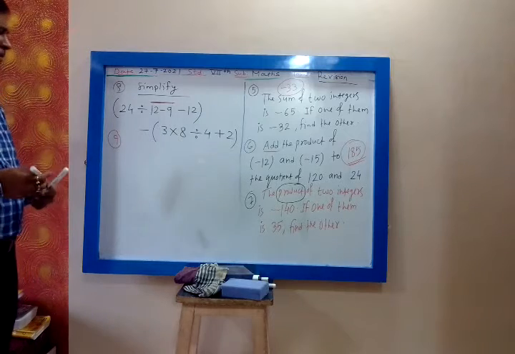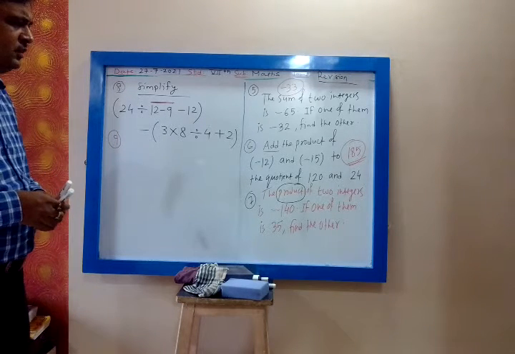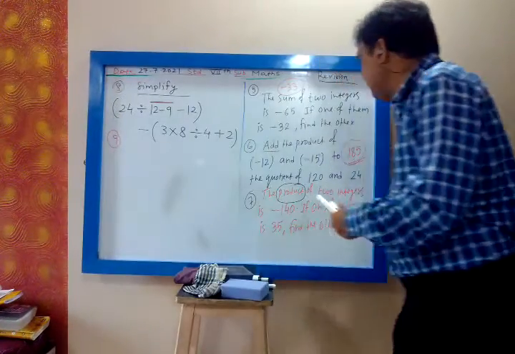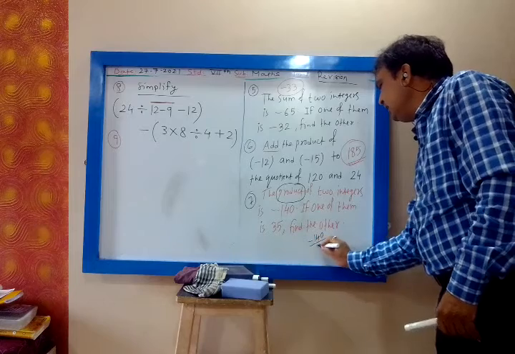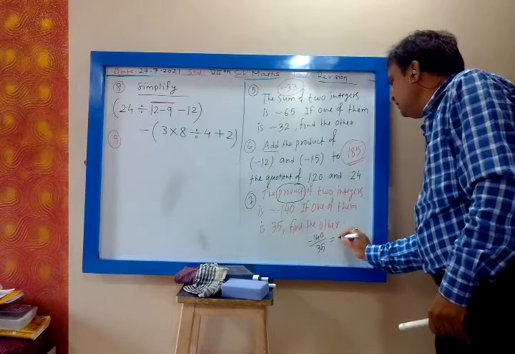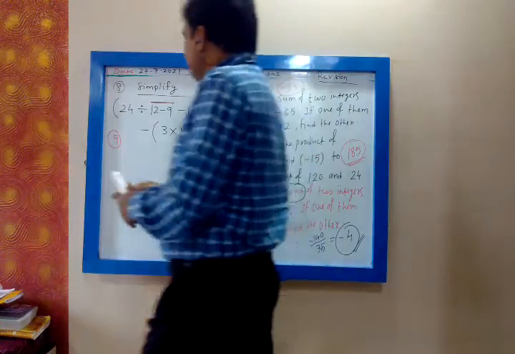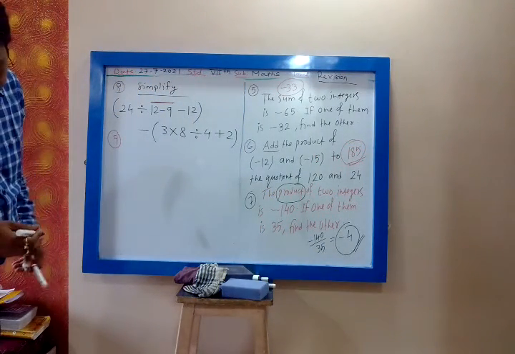Yes, anybody? Minus 4. Minus 4 is the absolute correct answer. That will be minus 140 divided by 35. So answer will be minus 4. Very good. Absolutely correct answer. Minus 4. Then solve 8th, 9th. 9th let me give.